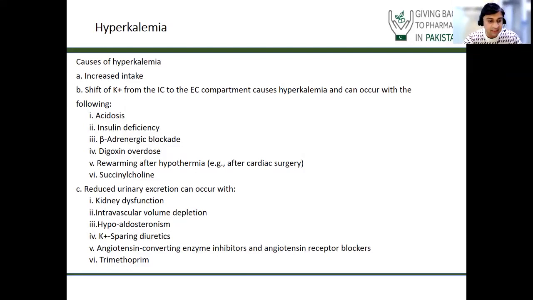Another important factor is decreased urinary excretion, which can happen in kidney dysfunction, intravascular volume depletion, hypoaldosteronism, and potassium-sparing diuretics. They can cause hyperkalemia. Similarly, ACE inhibitors and ARBs can all cause hyperkalemia, and so can trimethoprim, which is present in cotrimoxazole along with sulfamethoxazole. This can cause hyperkalemia, and certainly we had a number of patients who developed hyperkalemia with this drug.